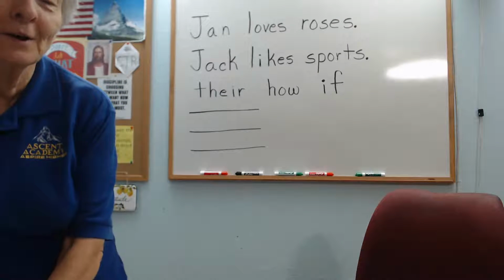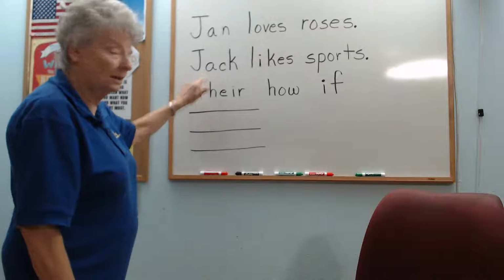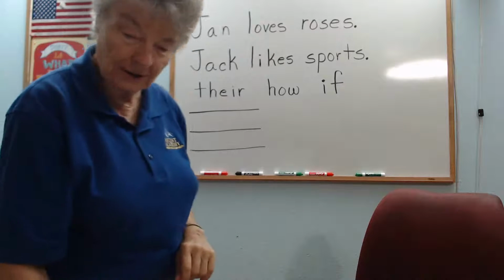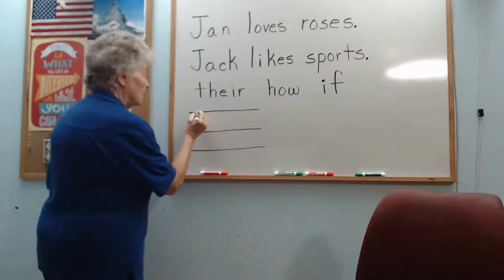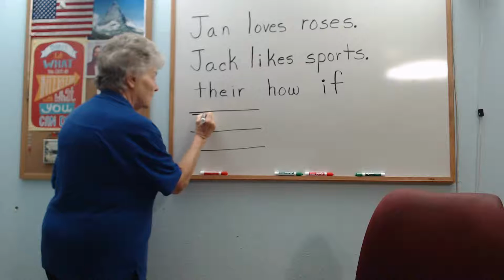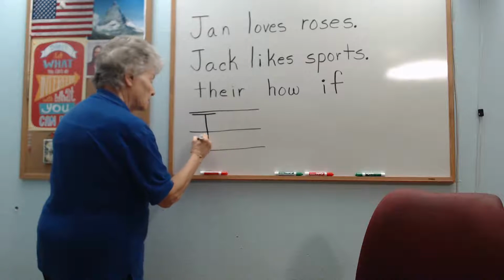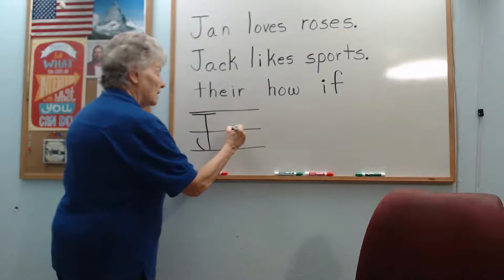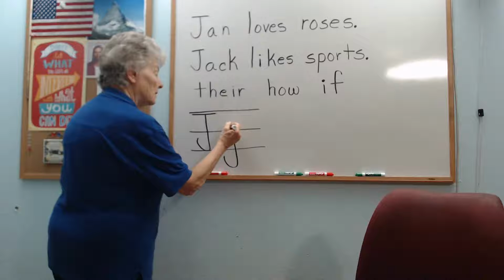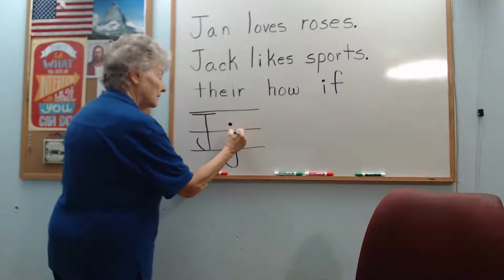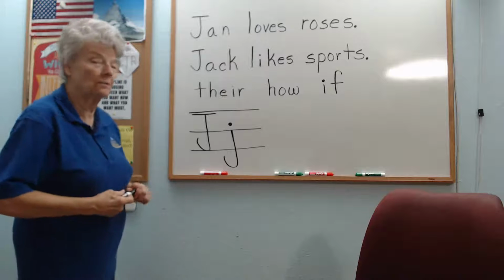Okay, so her letter was J. We have J and Jan and J and Jack. And so you can see what a capital letter looks like. Okay, you have a line across the top and then come down and curve it up. Now the other one, you go down and curve it up, and there's a dot, just like an I. So that is J, and J, of course, is J.